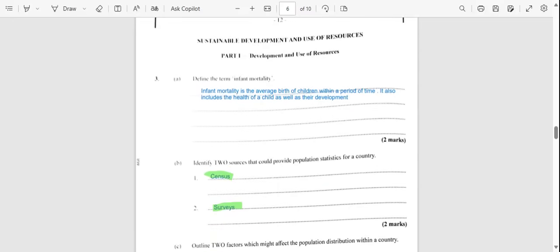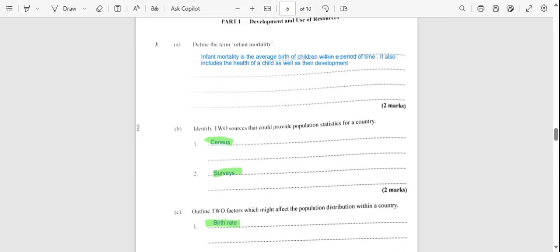it says this is sustainable development and use of resources. This is part one. So define the term infant mortality. Infant mortality is the average birth of children within a period of time. It also includes the health of a child as well as their development. So this is the amount of children born within a particular amount of time.